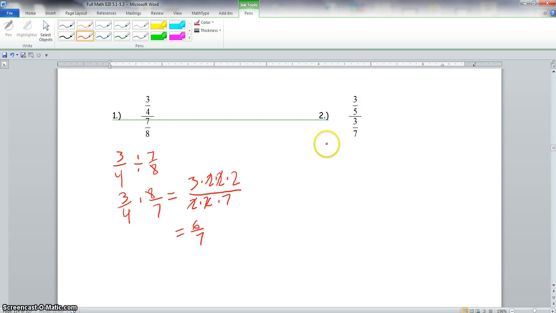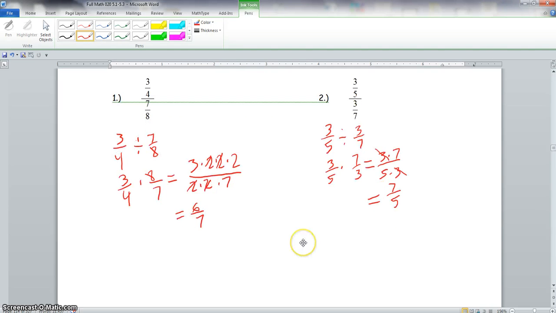Now we move to number 2. You would take 3/5 divided by 3/7. So you add 3/5 times 7 over 3. Now, we'll multiply this. These are all prime numbers. So we add 3 times 7 over 5 times 3. The only thing they have in common is these 3's here. So now they simplify out, and we're left with 7 in the numerator, 5 in the denominator. And that is it for that problem. And we're done.